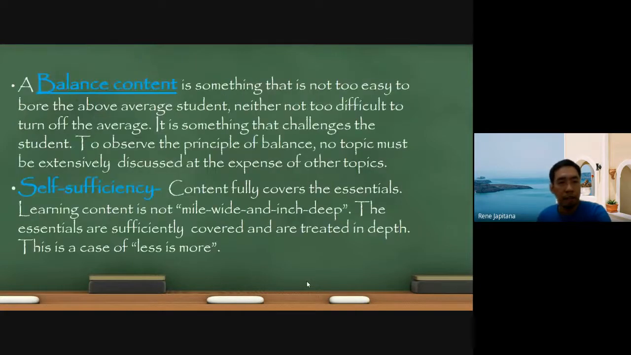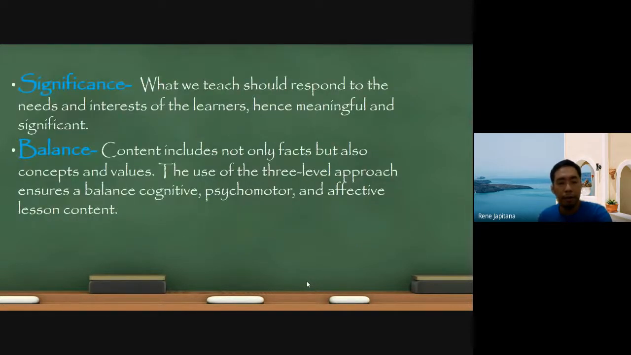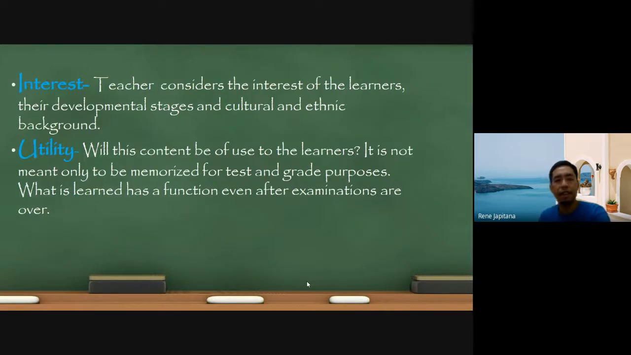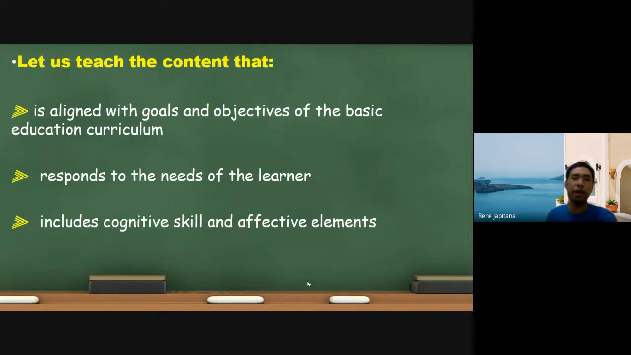So I think we need to recall so that we could still remember all of those. One of the guiding principles are the following. The first one is validity. Second is significance. Third is balance, balanced content, self-sufficiency, interest, utility, and of course, feasibility. So now let us teach content that is aligned with the goals and objectives of the basic education curriculum. We will always go back to the curriculum guide or the K-12 national standards, and we need to respond to the needs of the learner.